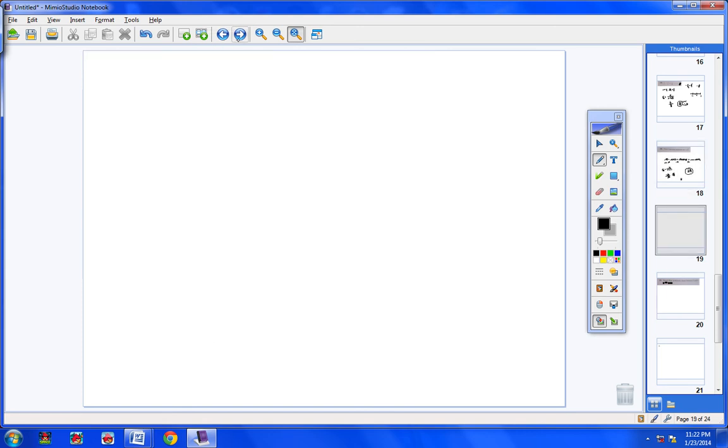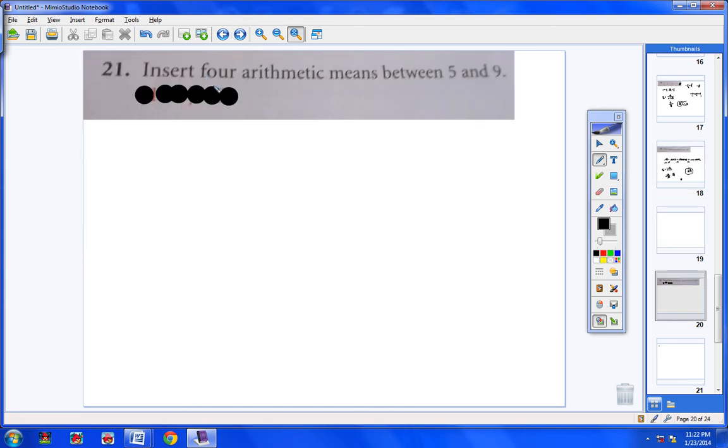All right, number 21. Insert 4 arithmetic means between 5 and 9. All it means is this, you have an arithmetic sequence, and 5 is your first term, 9 is over here, and they want you to insert 4 numbers. 1, 2, 3, 4. Now be careful, please. The total difference from 5 to 9 is 4. But look how many gaps I have. I have a gap here, a gap here, a gap here, here, and here.